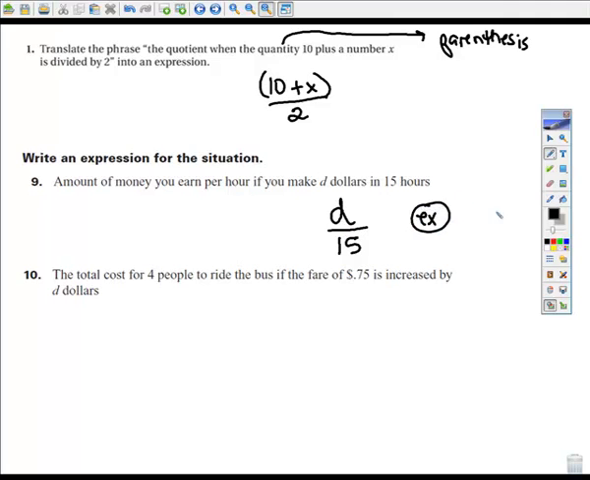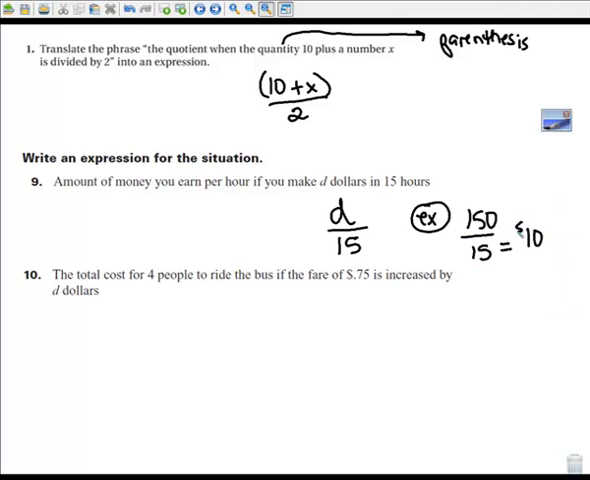So sometimes it helps me if I do an example. Let's say that I make $150 and I work for 15 hours. This tells me that I made $10 per hour. Again, sometimes it helps me if I actually work out an exact problem. The total cost for 4 people to ride a bus if the fare of 75 cents is increased by D dollars. So it's going to be 4 people riding the bus, so 4 times the 75 cents increased by, that's addition, D dollars. So 4 times, because it's for 4 people, and then 75 cents plus D.